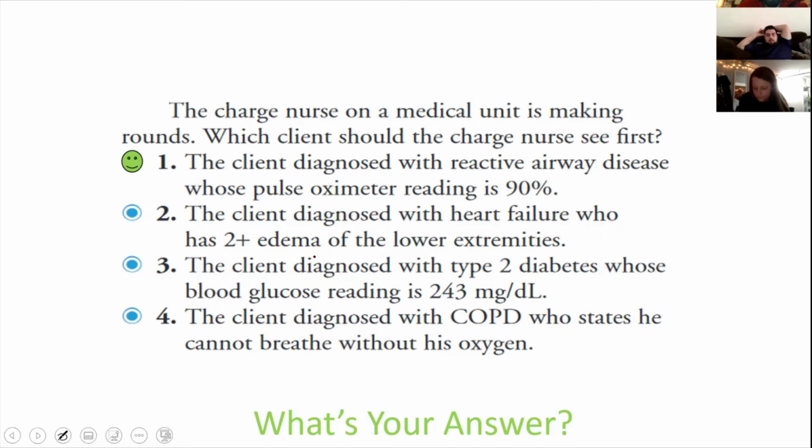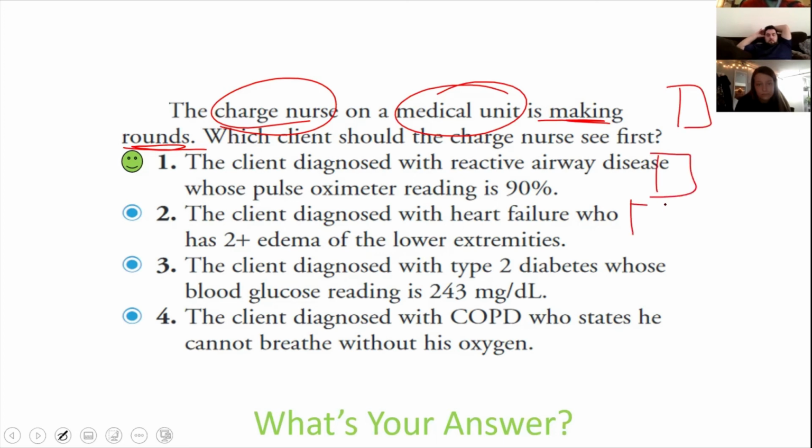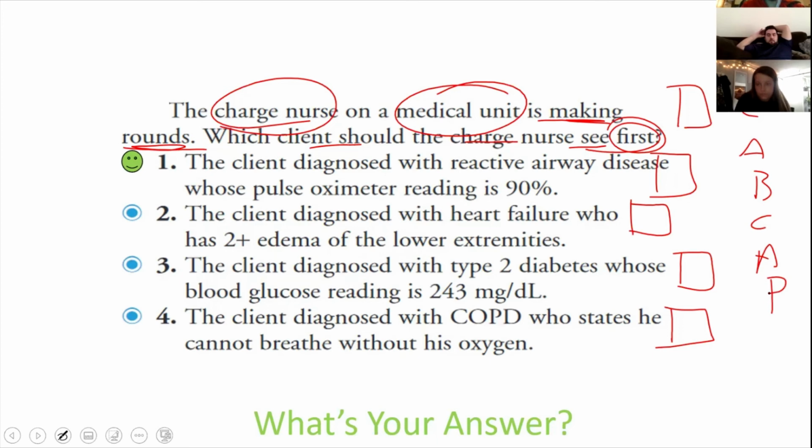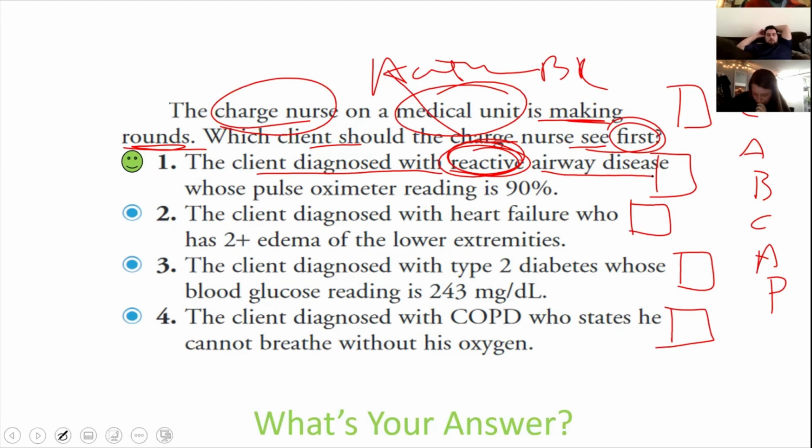Okay. All right. So let's talk about it. Charge nurse on a medical unit making rounds. Okay. So patient, patient, patient, patient. Okay. Which client should the charge nurse see first? Okay. So CV cap. All right. Client diagnosed with reactive airway disease, that's different. That's like asthma, bronchitis, airway disease, pulse ox. Is that a stable patient or unstable patient?